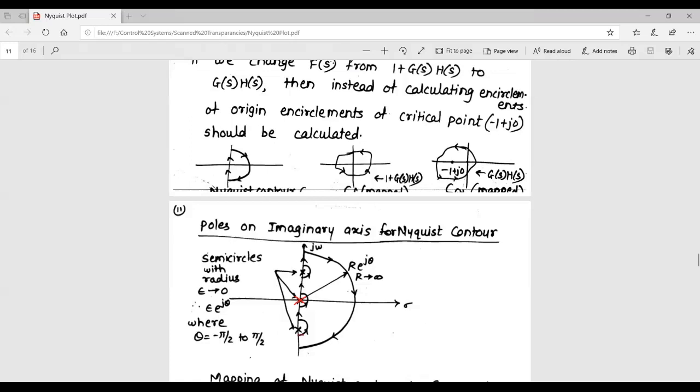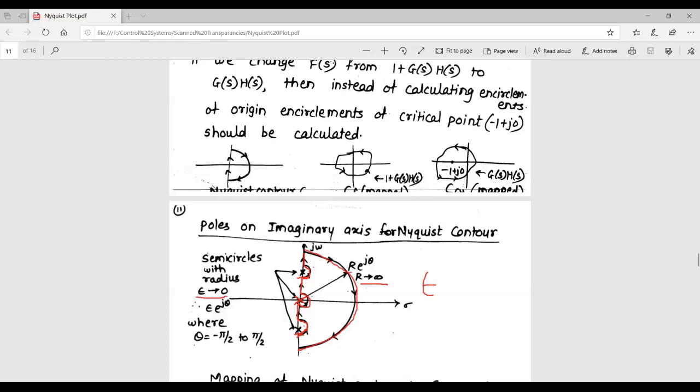So we will assume, now in this example, there are 3 poles which are on the imaginary axis. So you need to jump like this, skipping those poles. The shape of the jumper is also semicircular, but that semicircle is with a very small radius. The radius is considered to be epsilon, which tends to 0. So this is a big semicircle that we have, with radius r, where r tends to infinity, and these 3 are small semicircles with radius epsilon, which tends to 0.